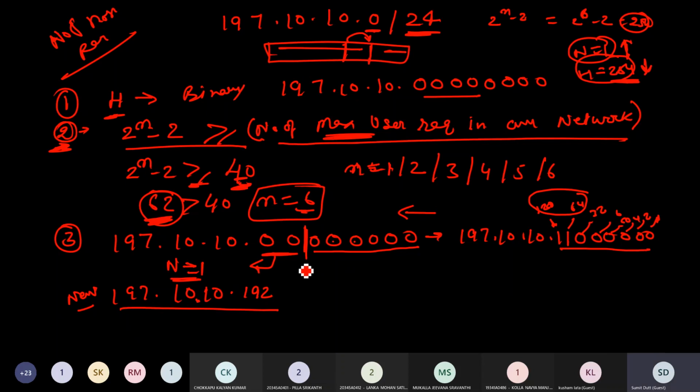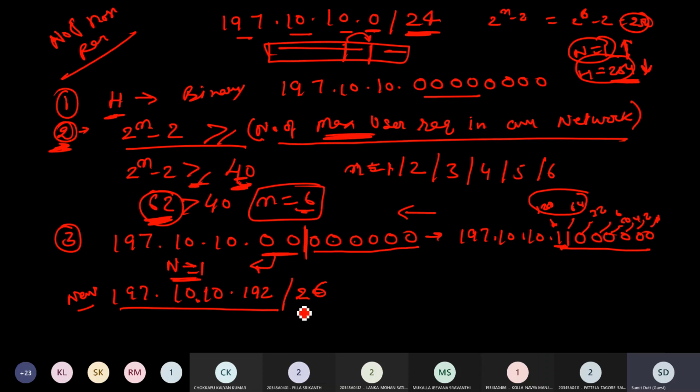Can anyone tell me now, what will be the new subnet mask? 26. Very good, excellent. Earlier there were 8 plus 8 plus 8 bits in the network. Now I borrowed 2 bits into the network, so it will become 24 plus 2, which is 26. So this is my new subnet mask.